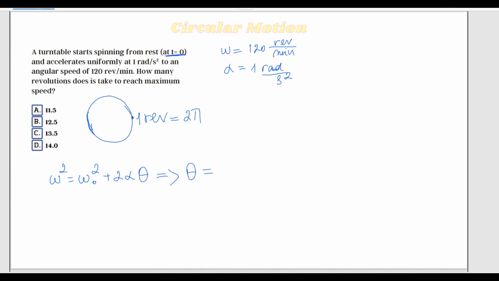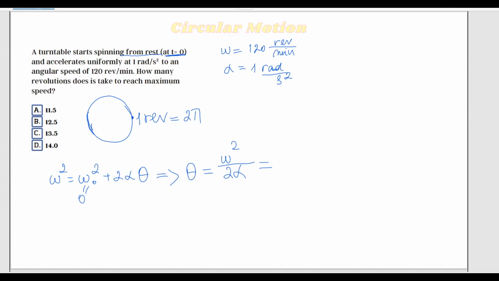Now omega 0, we have that at t equals 0, and it starts spinning from rest, which means omega 0 equals 0. So we have omega squared equals 2 alpha theta. And theta from this equation is going to be equal to omega squared over 2 alpha. Omega, in our case, we have 120 revolutions per minute, and then we have radians per second.